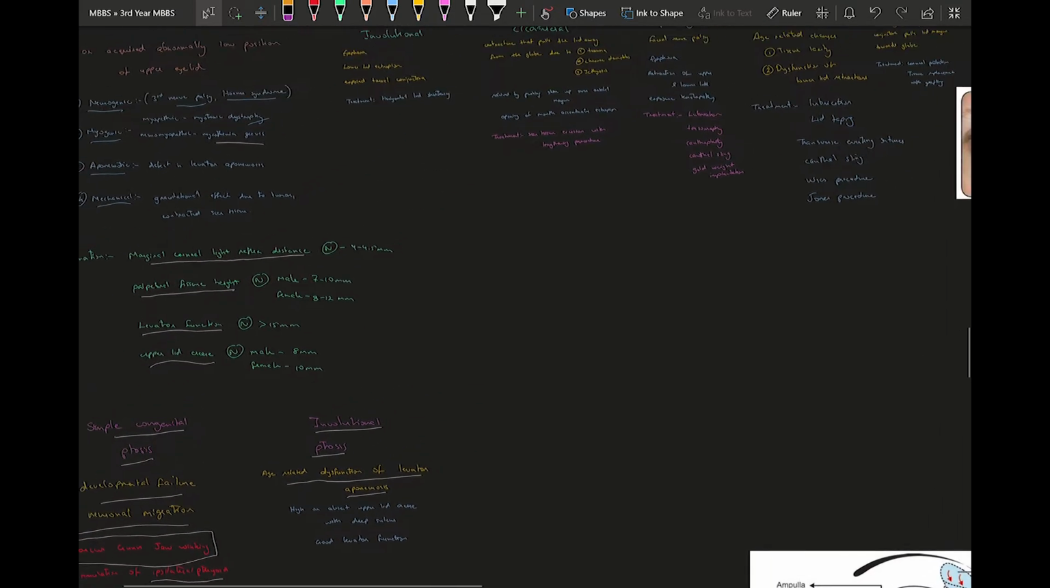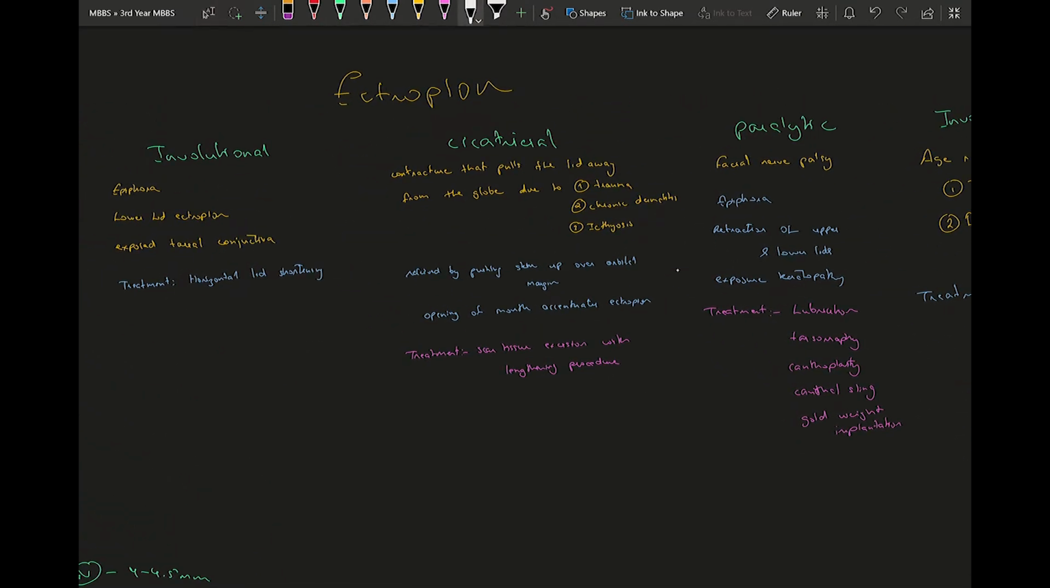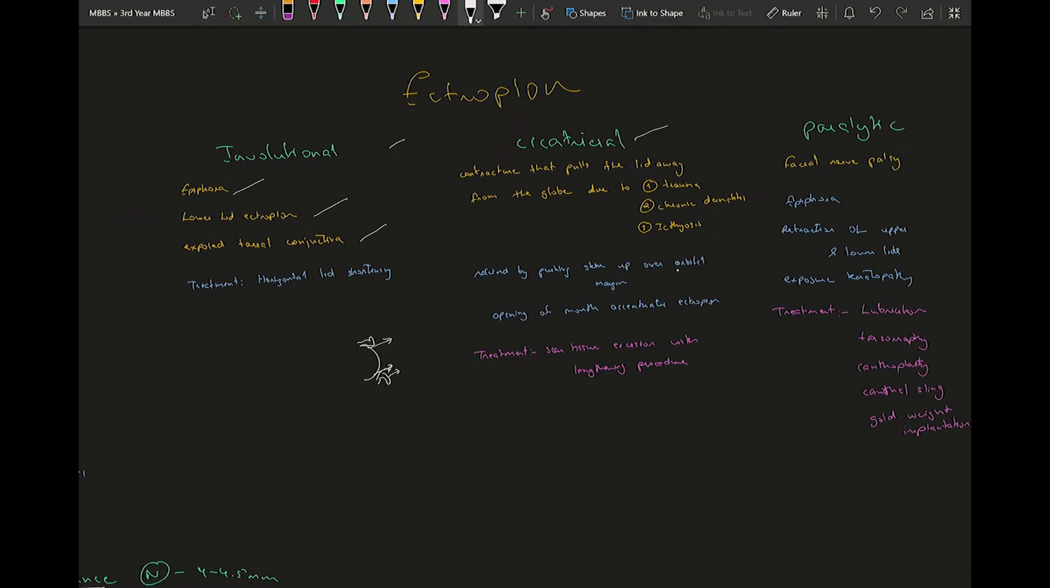Then moving on to your ectropion. Ectropion is of two types, involutional and cicatricial. Involutional presents with epiphora, low lid ectropion, and exposed tarsal conjunctiva. What basically happens is, if this is your eyeball, then your eyelid is going to move outside like this. That will be your ectropion, which will expose the conjunctiva over here and here. The treatment for involutional ectropion will be horizontal lid shortening.